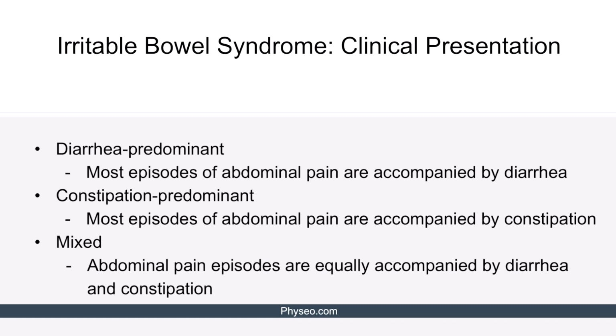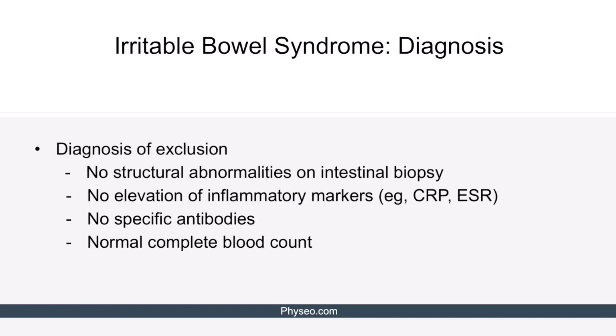Irritable bowel syndrome is called diarrhea predominant if most episodes of abdominal pain are accompanied by diarrhea. On the other hand, it can be constipation predominant if most episodes of abdominal pain are accompanied by constipation. Finally, the mixed type of irritable bowel syndrome is characterized by painful episodes that are equally accompanied by diarrhea and constipation. Irritable bowel syndrome is a diagnosis of exclusion.